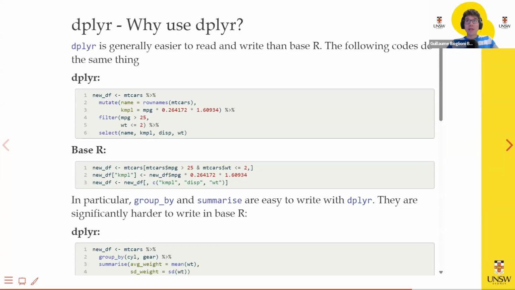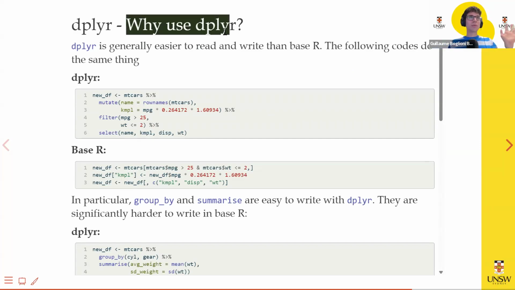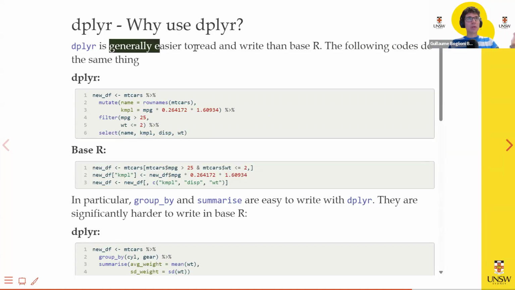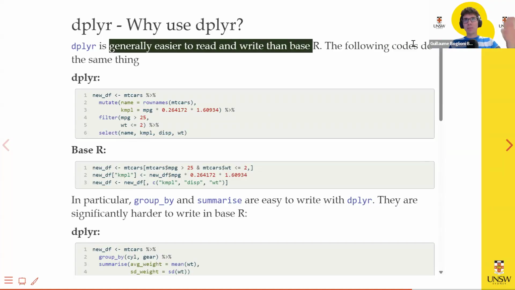Okay, I don't know if you're convinced that dplyr is neat and useful, but now we present a few more examples. So why use dplyr? Well, it's generally easier to read and write than base R. I'm not going to spend too much time on these examples. They're just examples of things you could do in base R, but it's often more complicated.